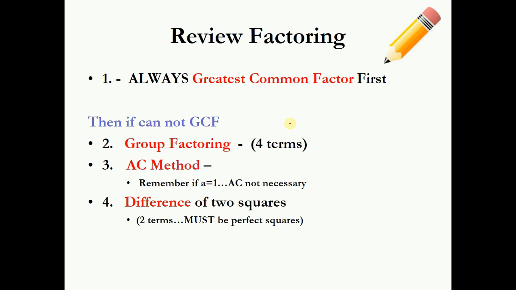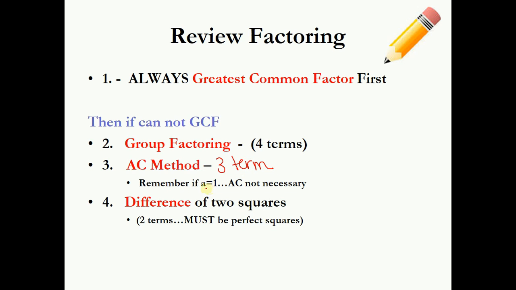So, reviewing my factoring, what are you always going to want to do? You're always going to want to make sure there's not a GCF. If there is a GCF, you need to take it out first. It will make your life easier. If you cannot GCF, or if you already have, you're always going to check. If you have group factoring, if you have 4 terms, that's when you're going to do that. AC method, that is a 3-term factor.